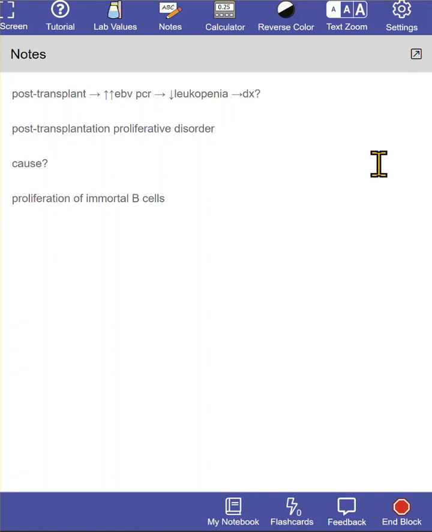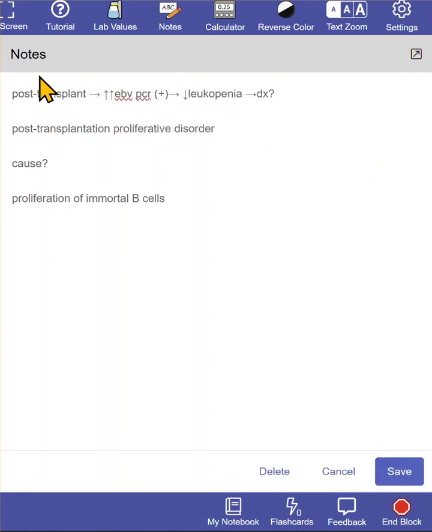So post-transplant, after a transplant, you see Epstein-Barr virus PCR is positive, and you have leukopenia. So leukopenia meaning decreased leukocytes, not decreased leukopenia, but decreased leukocytes. And so what's the diagnosis? So you have post-transplantation lymphoproliferative disorder. So what does that mean? You get a proliferation of immortal B cells as a result of reactivation of Epstein-Barr.